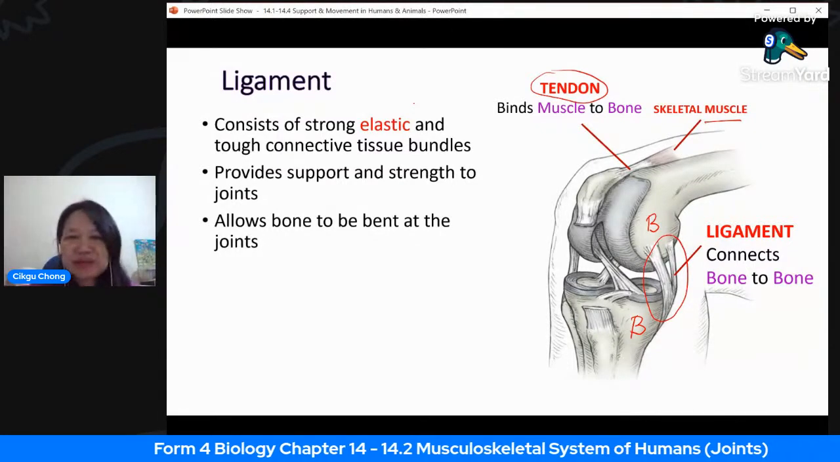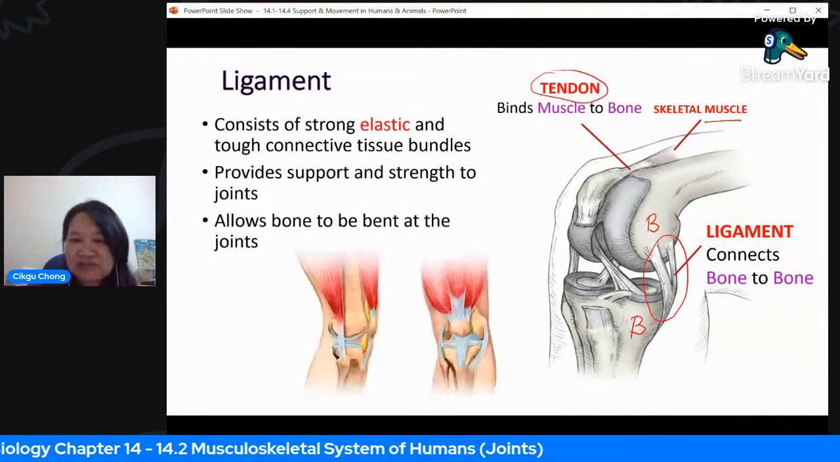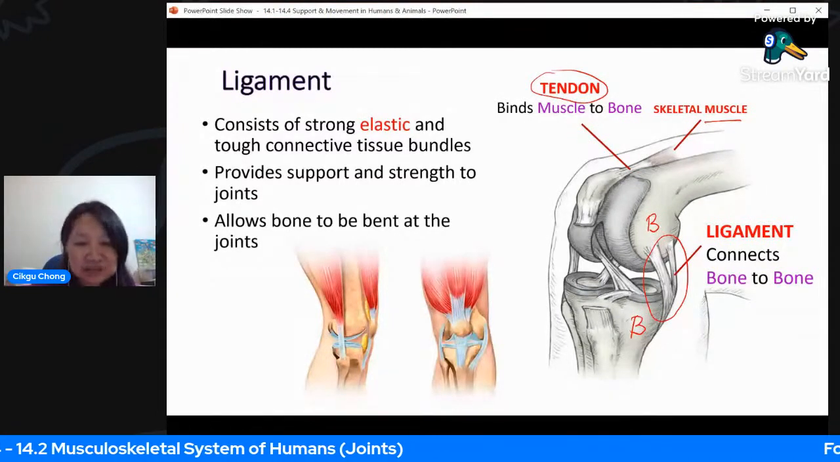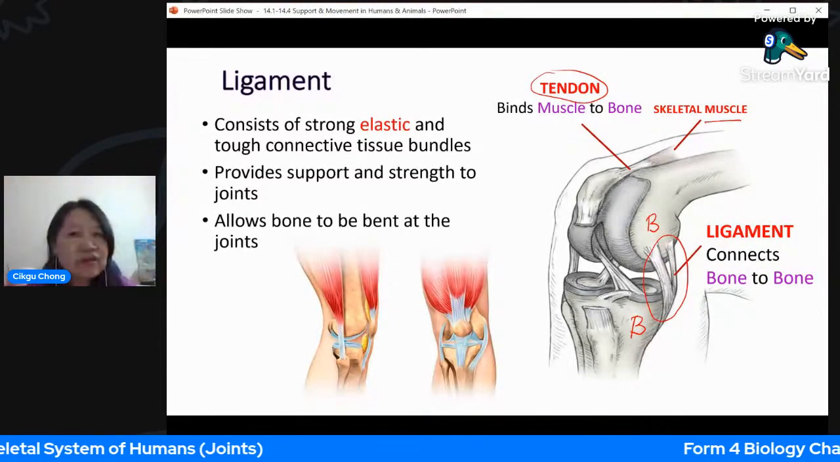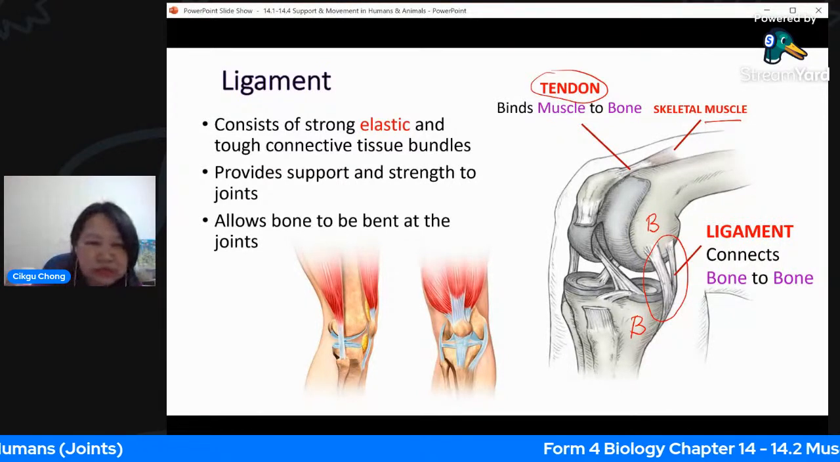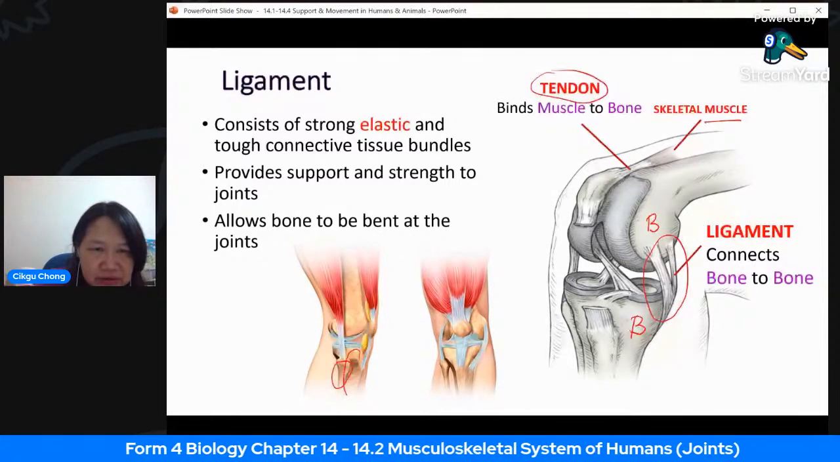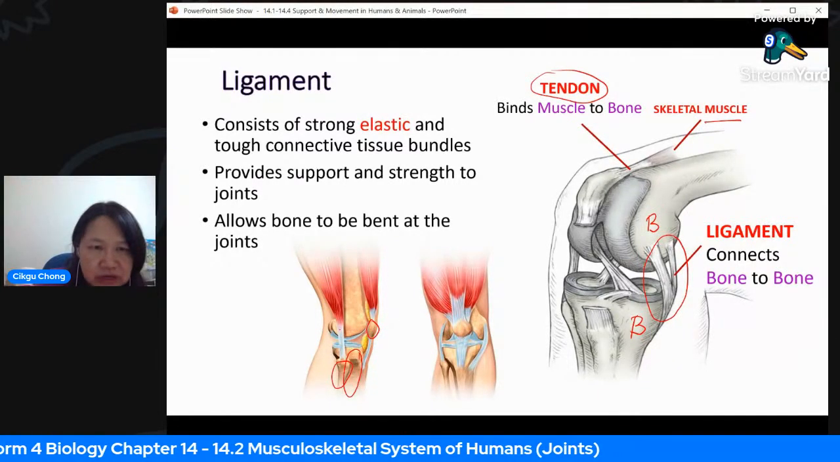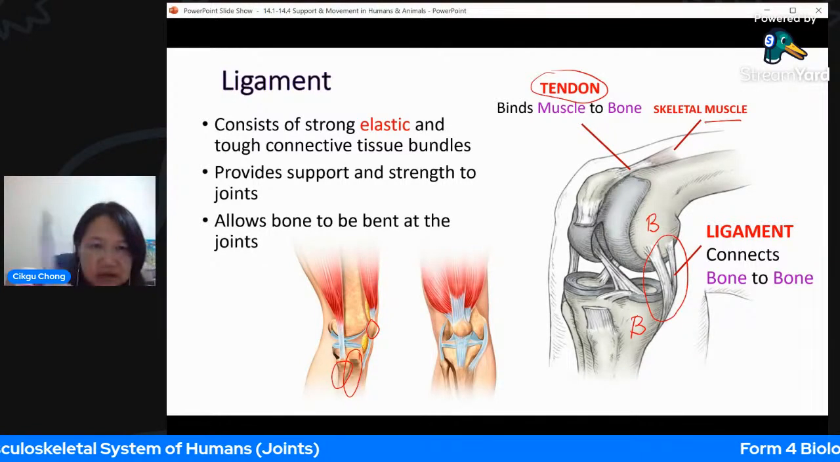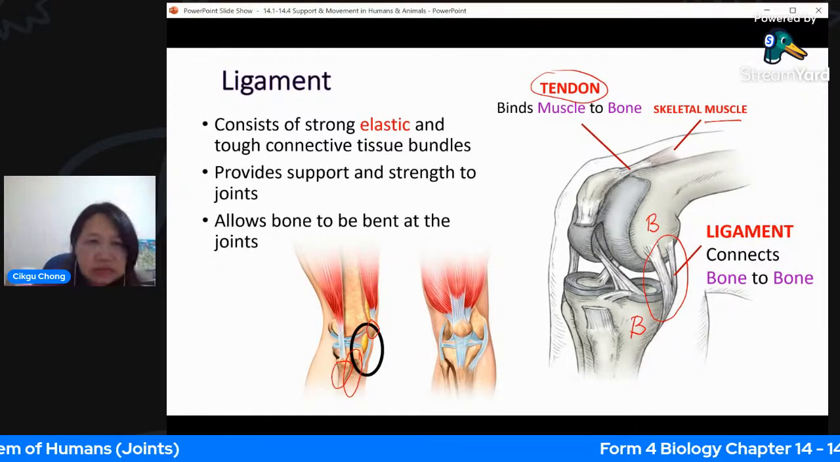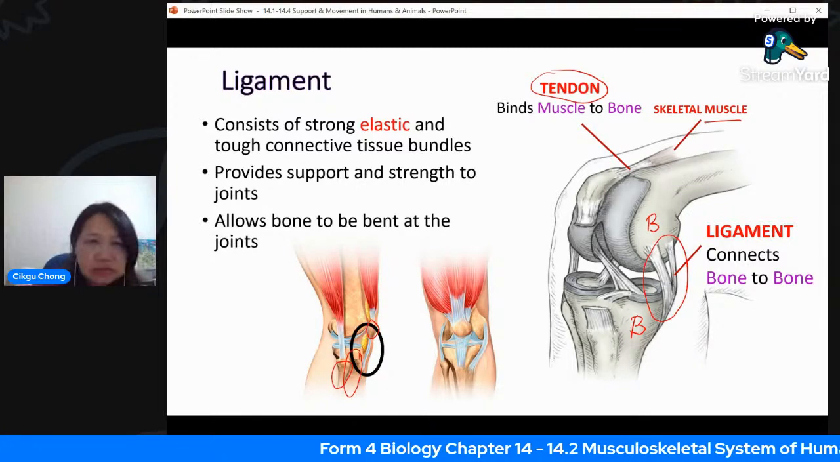Okay, next, now let's try to identify ligament. Okay, first of all, identify your bone first. Where is the bone? Okay, so now here, this is the bone. All right, this is the bone. And this is another bone. So your ligament must be in between. Now, this one just now was tendon, because it's the muscle here. Okay, this is the muscle, the red color thing. So your bone is this one. Sorry, your ligament is this one. Always bone to bone.